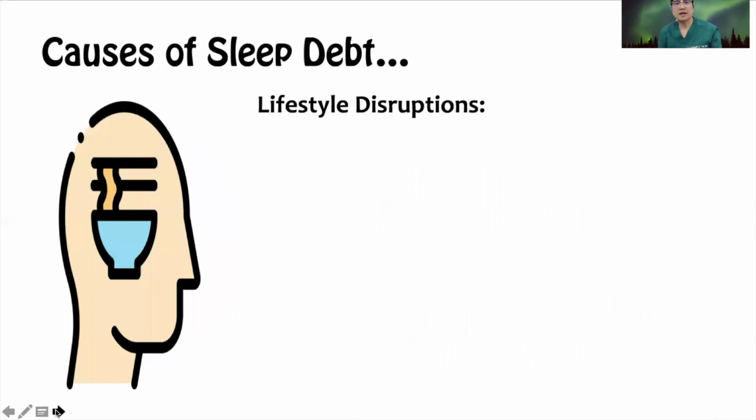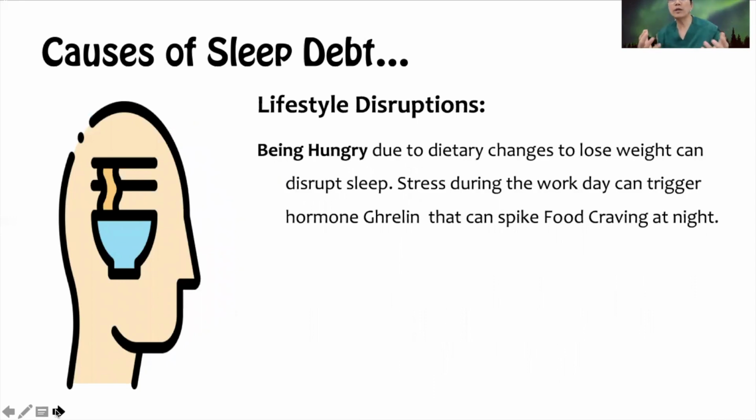But what is also very important are some lifestyle disruptions. What do I mean by lifestyle disruptions? Because you are into a weight loss program, you are into intermittent fasting, there are some dietary changes that you want to do to lose weight. And therefore, after dinner, you're not allowing yourself to eat. But since you have work to do, you have to sleep late, you become hungry. But since you cannot eat after dinner, you tend to go to sleep hungry. So stress during the work can trigger the hormone ghrelin, which will spike your food craving at night. But since you're not allowing yourself to eat because you are into intermittent fasting, this can also disrupt your sleep.